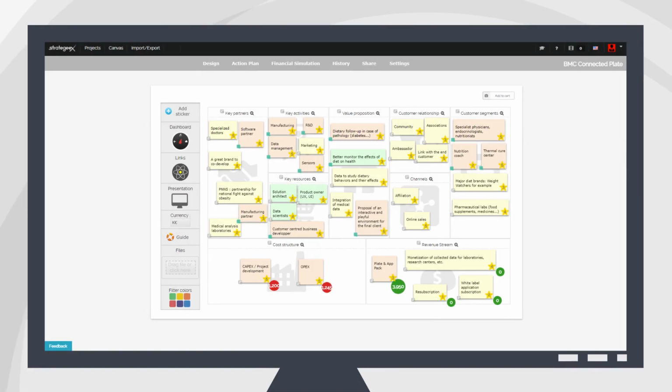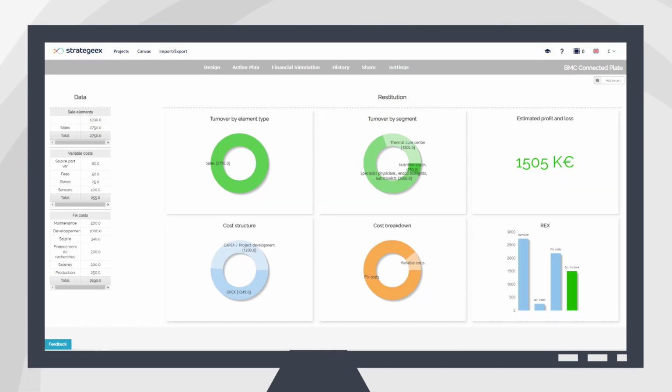Now that we have integrated the costs and revenues parts, we can think about the financial balance of the project, in particular with the help of the financial simulation view, which takes up the different elements entered in the lower part of the BMC by means of graphical renditions.